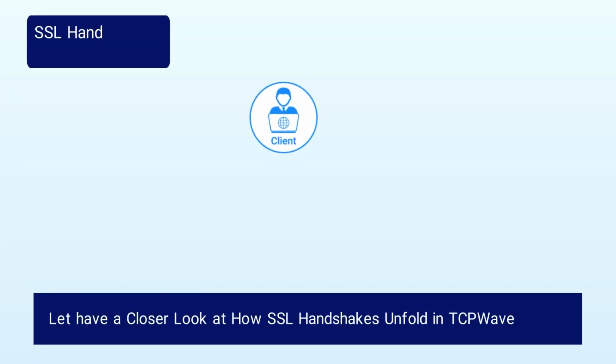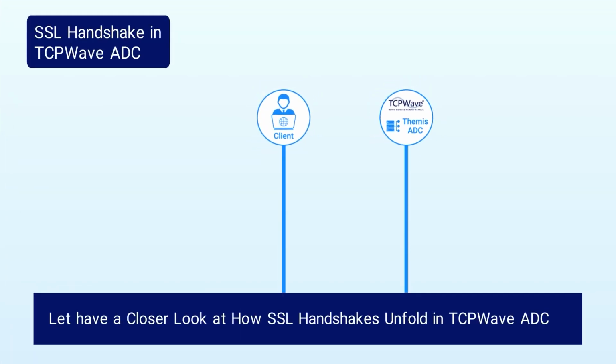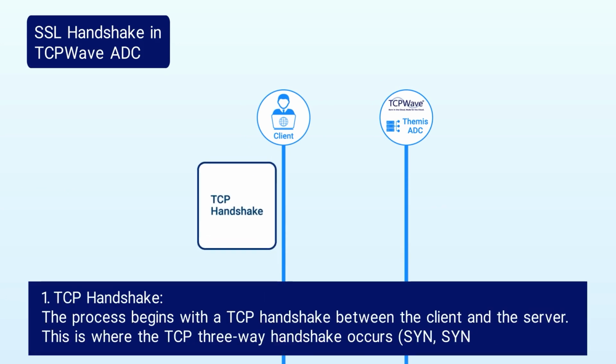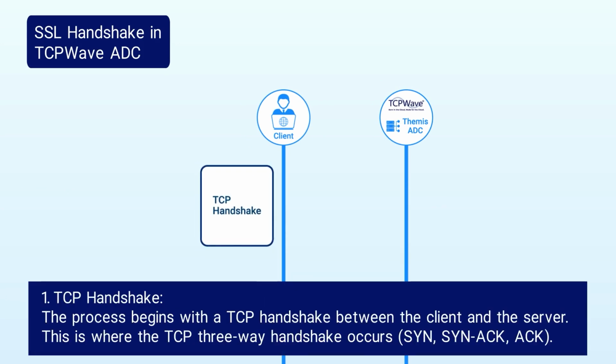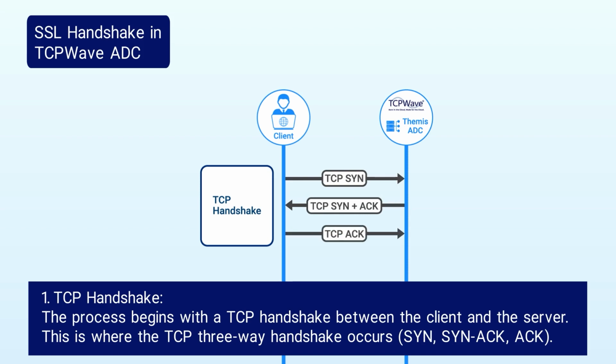Let's have a closer look at how SSL handshakes unfold in TCPWave ADC. TCP handshake. The process begins with a TCP handshake between the client and the server. This is where the TCP three-way handshake occurs: SYN, SYN-ACK, ACK.